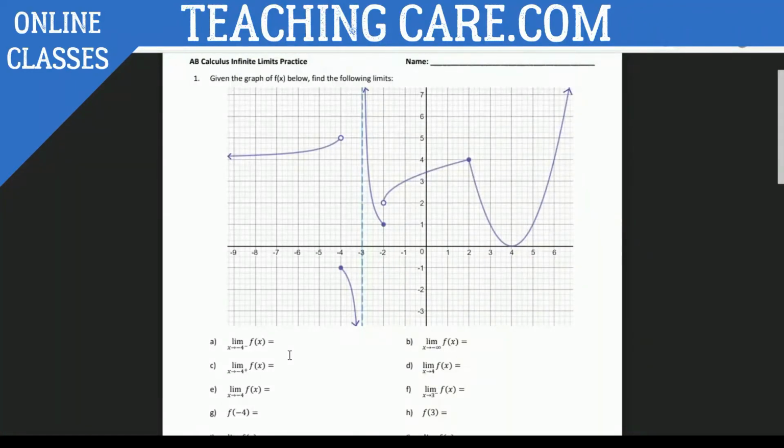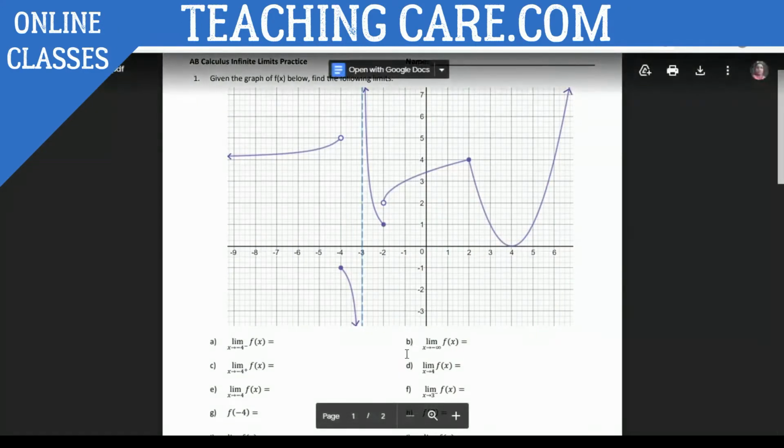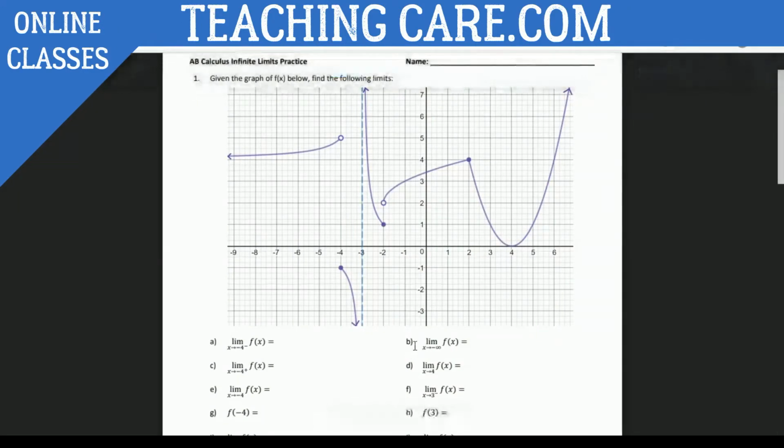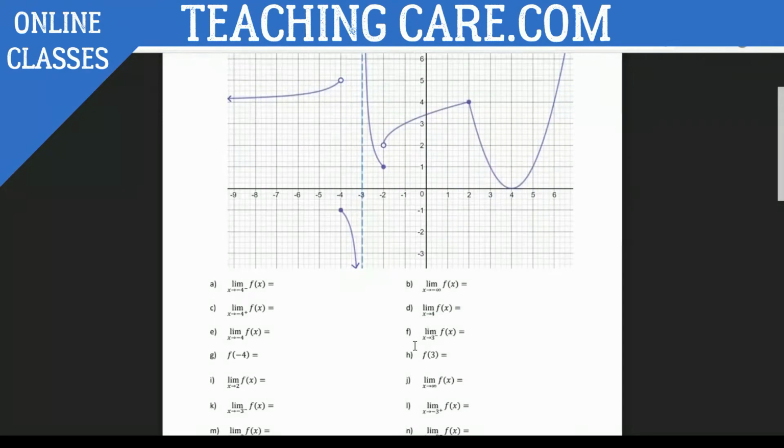Limit x approaches 3 minus f of x. 3 minus, this side. Right? Sorry, minus. I didn't see that. I thought I said -3. Sorry. It's going to be 1. Yeah, okay. Next one. F of negative 4 is what? -1. Yes. F of 3? F of 3 is going to be 1.